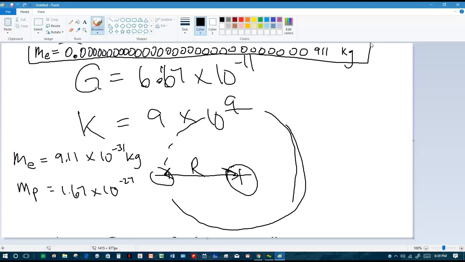Q1 would be the electron. Yep, you got it. So you're recognizing that you need to reference the elementary charge, right? And that was 1.6. Yep.